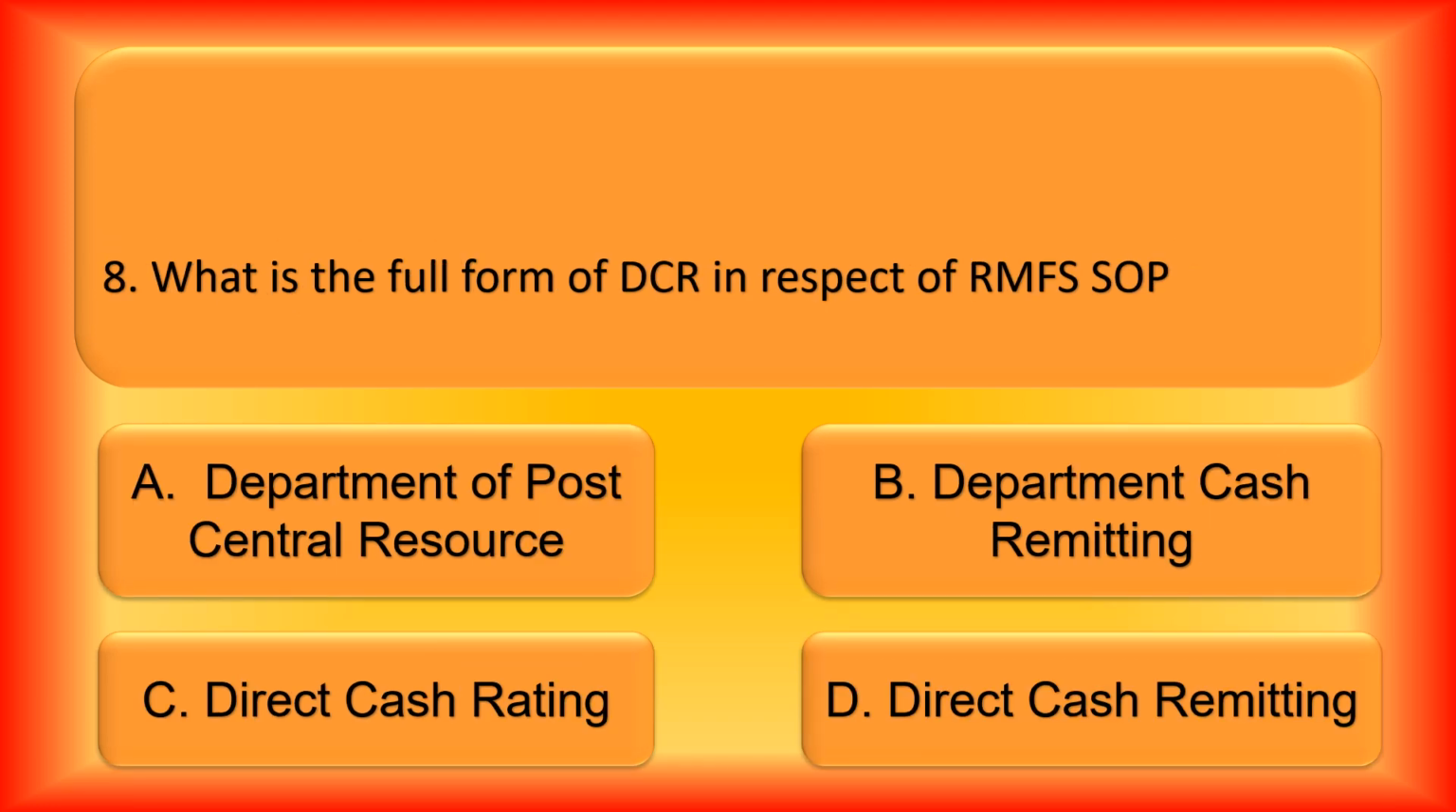Question number 8. What is the full form of DCR in respect of RMFS SOP? Option A, Department of Post Central Resource. Option B, Department Cash Remitting. Option C, Direct Cash Rating. Option D, Direct Cash Remitting. The correct answer is option A, Department of Post Central Resource.